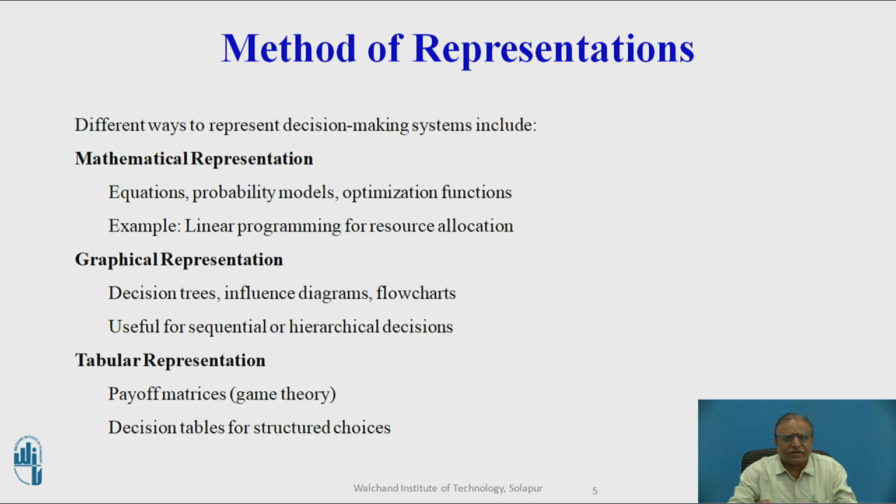Methods of representation. Different ways to represent a decision making system include mathematical representation, where equations, probability models, and optimization functions can be defined. For example, linear programming for resource allocation. Next is graphical representation. Here graphs like decision trees, influence diagrams, and flow charts are given, useful for sequential or hierarchical decisions. Next is tabular representation, where payoff matrices, game theory, and decision tables for structured choices are defined.